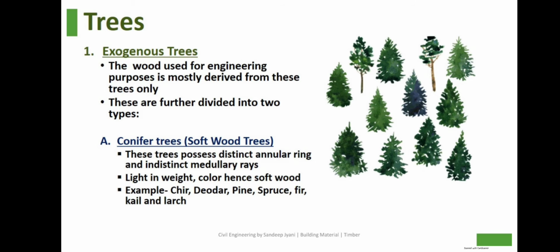Exogenous tree. The wood used for engineering purposes is mostly derived from these trees only. These are further divided into two types. First, conifer trees, softwood trees. These trees possess distinct annual rings and indistinct medullary rays. Light in weight and color, hence softwood. Example: chir, deodar, pine, spruce, fir, kail, and larch.